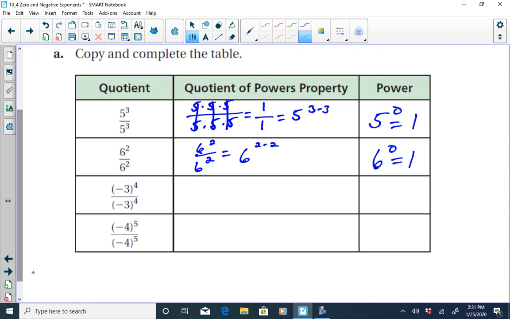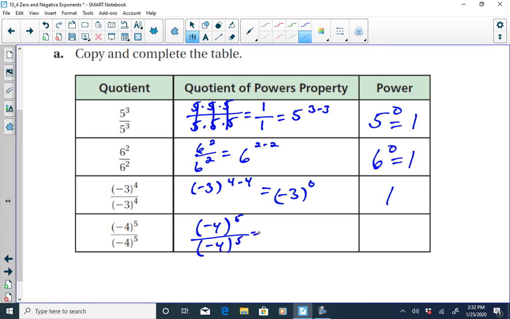When we look at negative 3 to the fourth divided by negative 3 to the fourth, that's the same as negative 3 to the 4 minus 4, which is going to be equal to negative 3 to the 0 power. And negative 3 to the 0 power we know is equal to 1. And finally, negative 4 to the fifth divided by negative 4 to the fifth is the same as negative 4 to the 5 minus 5, which is the same as negative 4 to the 0 power, which we know is equal to 1.